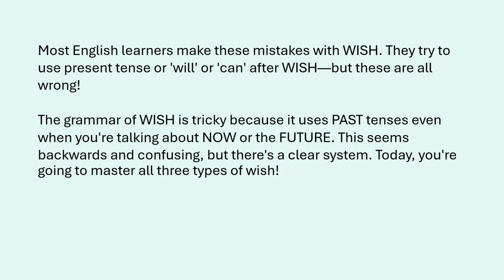They try to use present tense or will or can after wish, but these are all wrong. The grammar of wish is tricky because it uses past tenses even when you're talking about now or the future. This seems backwards and confusing, but there's a clear system. Today, you're going to master all three types of wish. Type 1. Wishes about now, present.